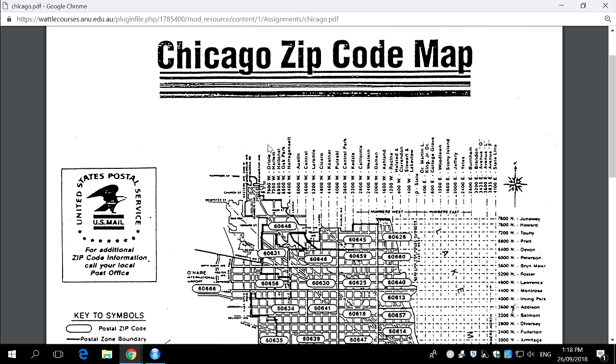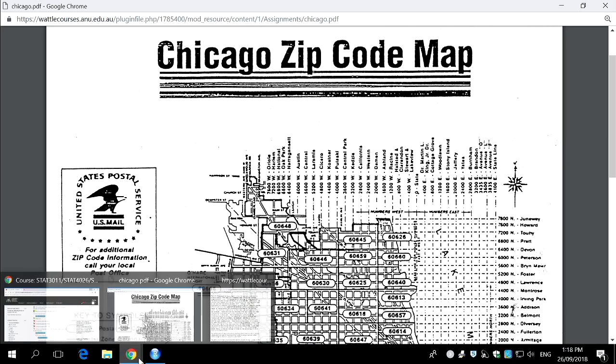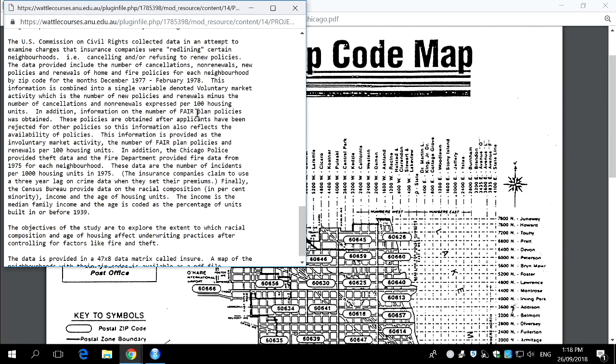So, for example, with Urban Fire, you said it's like an index, right? Yes. So, how could we interpret that? Is it like if it's 1,000 events or 100 events? I think it actually says here, let me have a look. There's a lot to read, isn't there? The Chicago Police provided theft data and the fire department provided fire data. These data are the number of incidents per 1,000 housing units. Yep. So, cool.